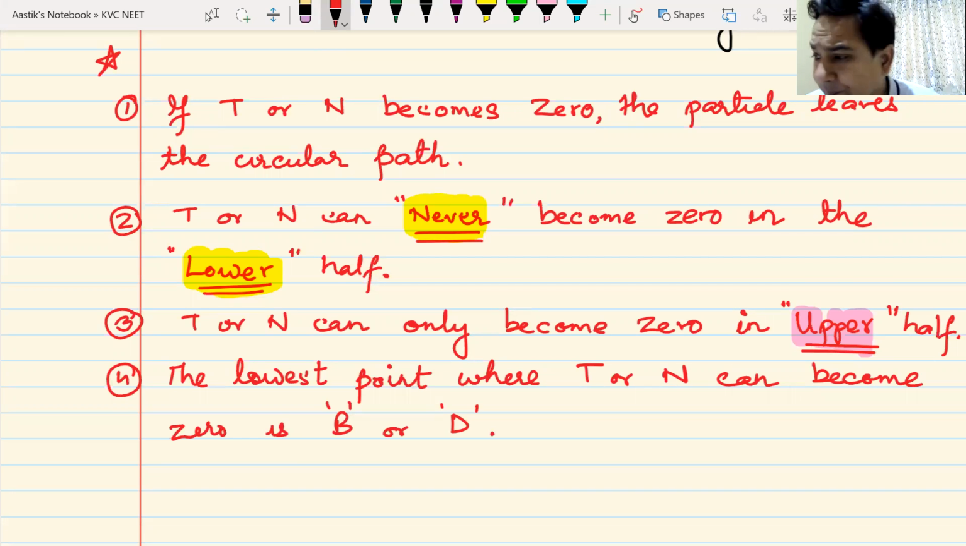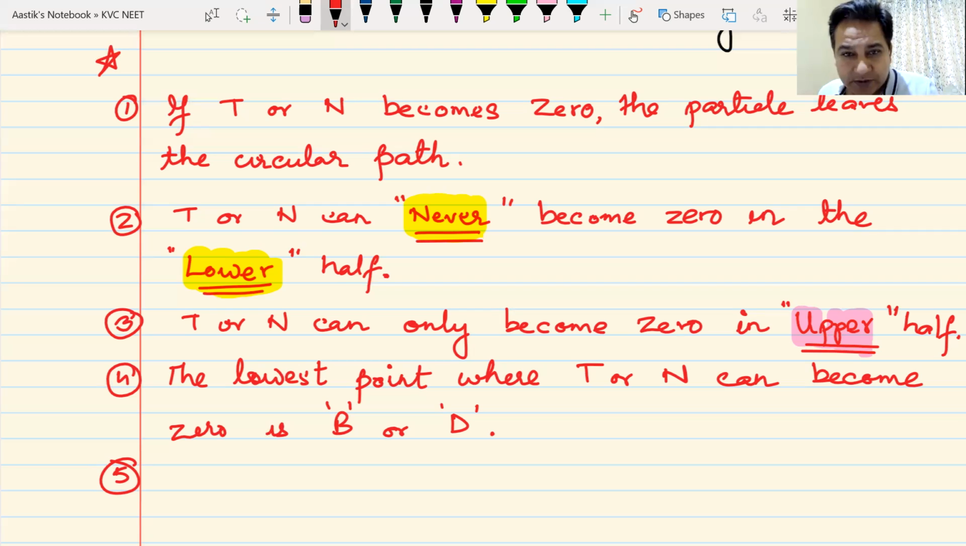Welcome back, everyone. I hope you have noted down the points. We've come to point 4. The lowest point where T or N can become 0 is B or D. T or N cannot become 0 in the lower half. T or N can only become 0 in the upper half. Now the question is, on which quantity does it depend?